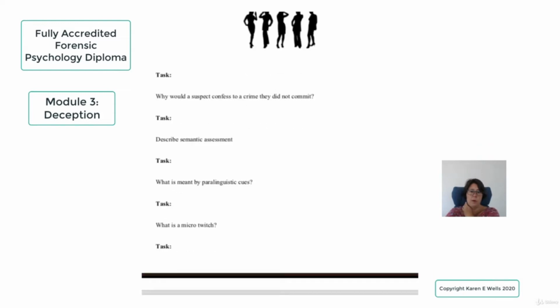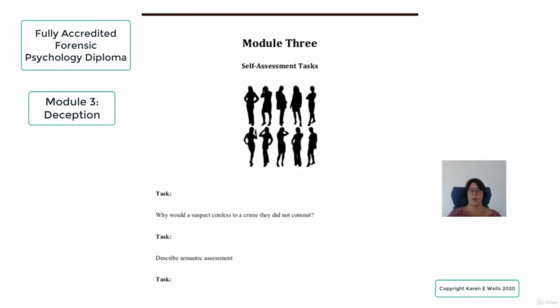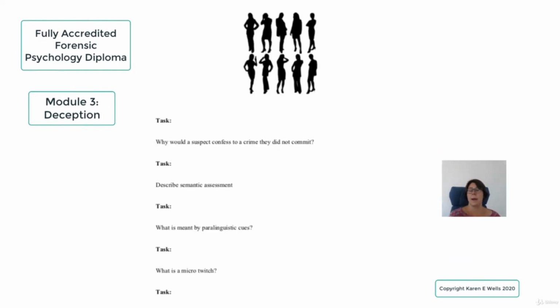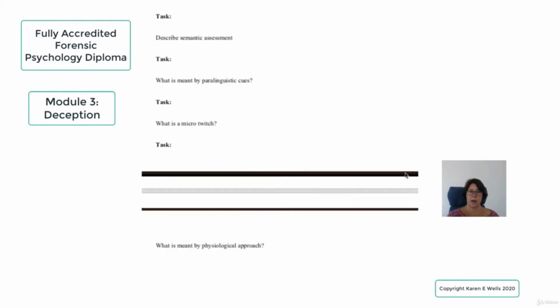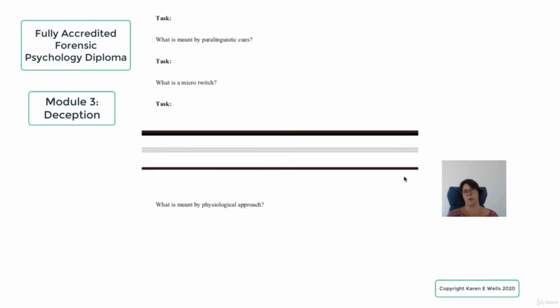We've got some more self-assessment tasks there for you. The first being, why would a suspect confess to a crime they didn't commit? The second being, describe semantic assessment. The third being, what's meant by paralinguistic cues? The fourth being, what's a micro-twitch? The fifth and last assessment on Module 3 is, what's meant by a psychological approach?